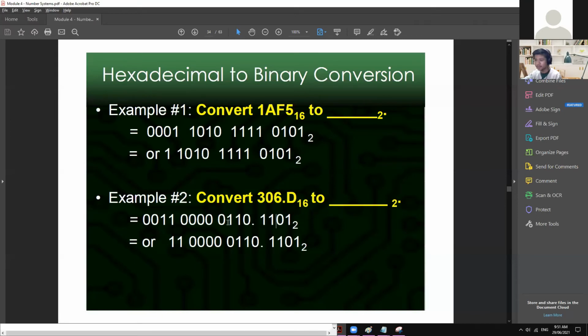So 6 is 4 plus 2, so 0110. And then 0 is, of course, just 0000. And then 3 is 0011. Then again, you can remove these other zeros for you to have this shorter answer. Then wherever is that decimal point, just put it right here to represent that this is the whole number and this is the fraction number. So clear on example number 2?